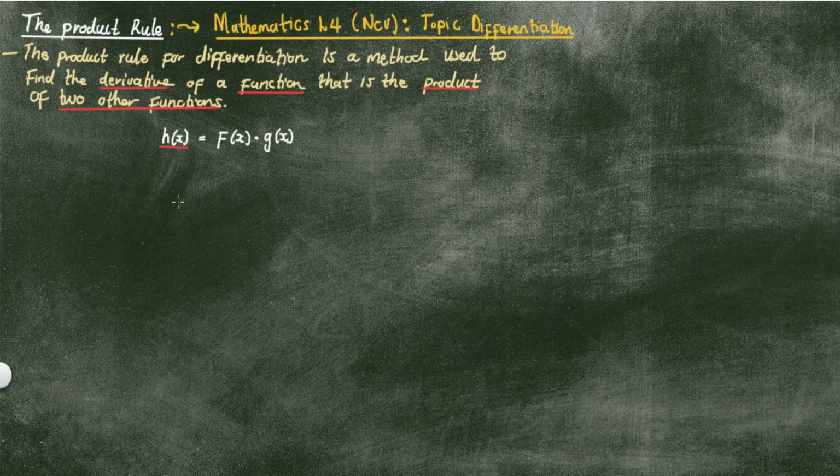h of x as a function, right? This function h of x is equal to a product of function number 1 and function number 2. So it's function 1 multiplied with function number 2 to produce this function.